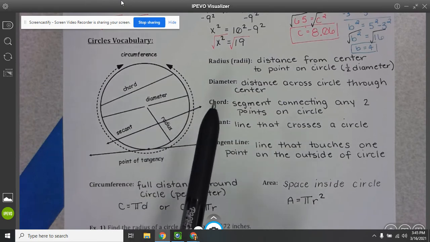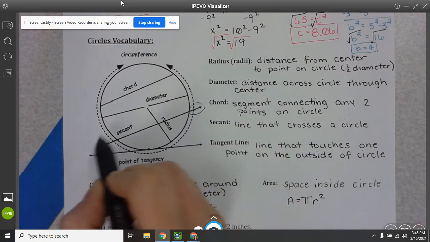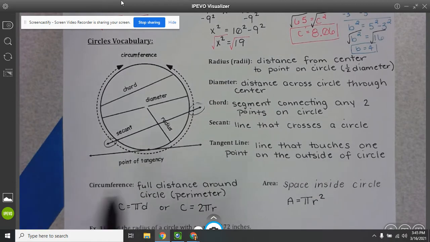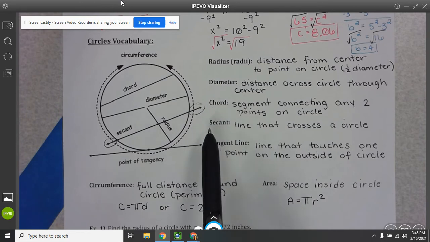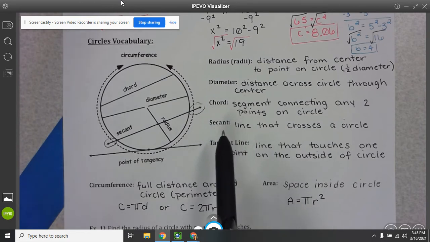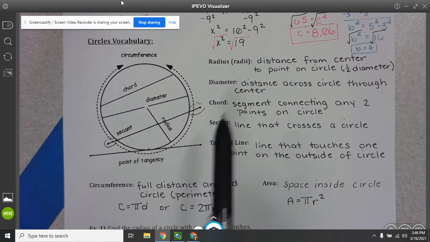The difference between a chord and a secant is that a secant has those arrows on the end because it's a line. It is not a segment. So a chord and a secant are similar. Some people say secant. It's fine. It doesn't matter how you say it. It's like tomato, tomato, whatever. But the difference between a chord and a secant is that a chord is a segment, a secant is a line.